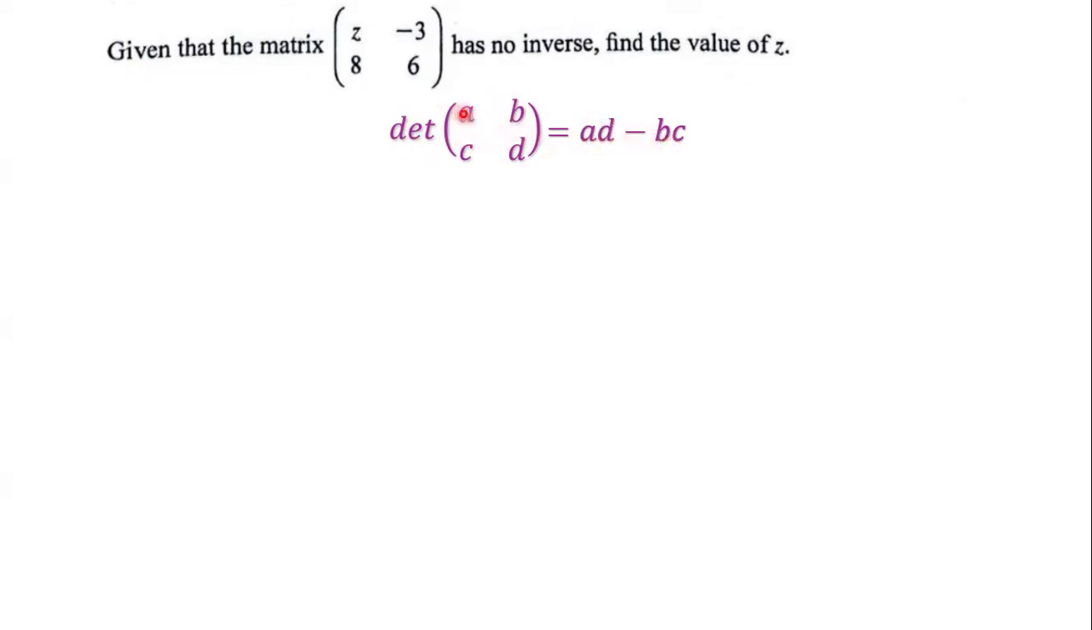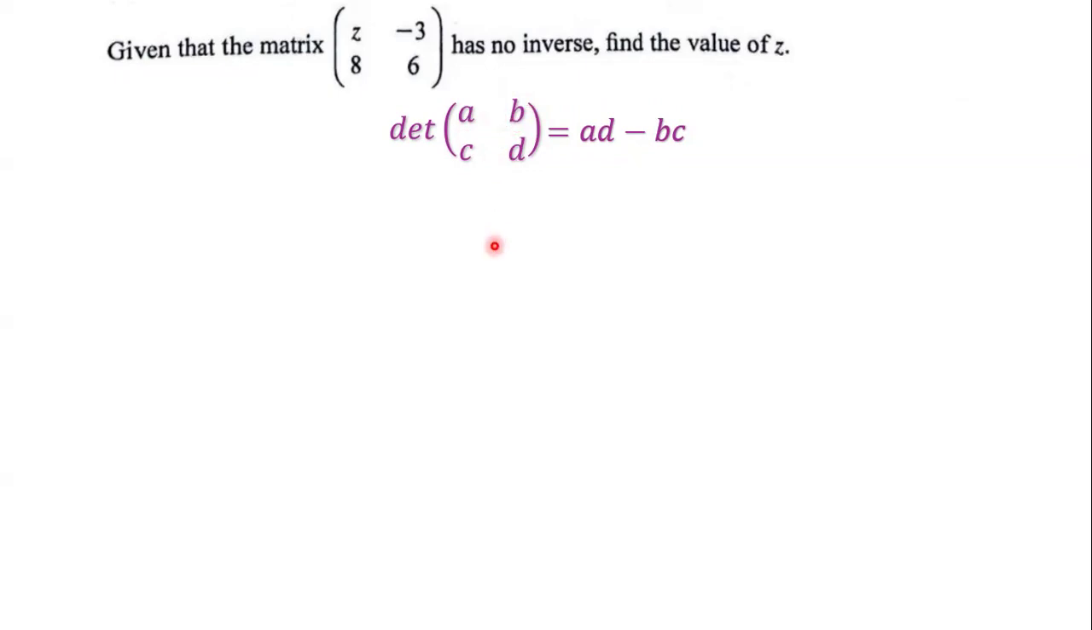Now, AD means A multiplied by D. So you take this entry and multiply it by this entry, and that's AD, that product. And then you take B and multiply it by C, and that'll give you this entry. Then you would find the difference between the two products. And so that's how we figure out the determinant of a 2x2 matrix.